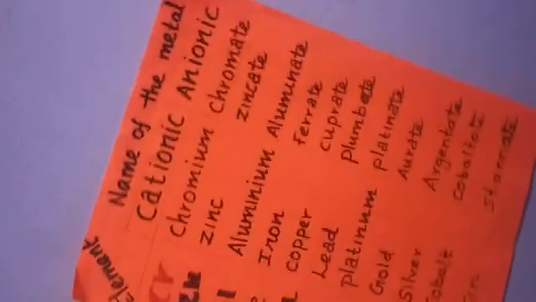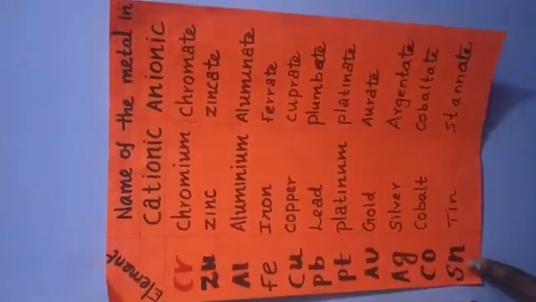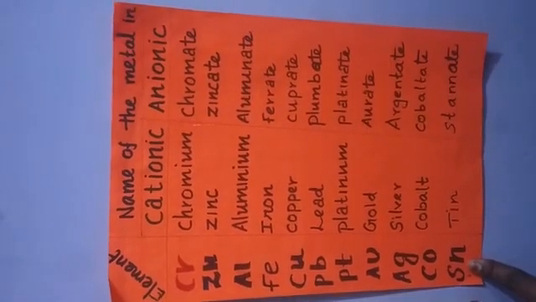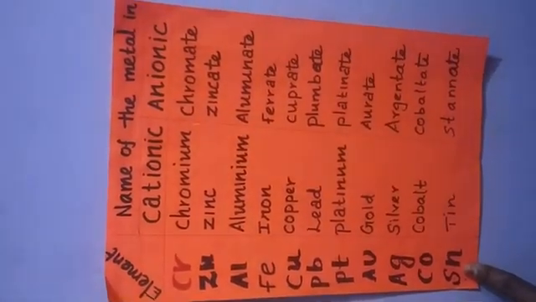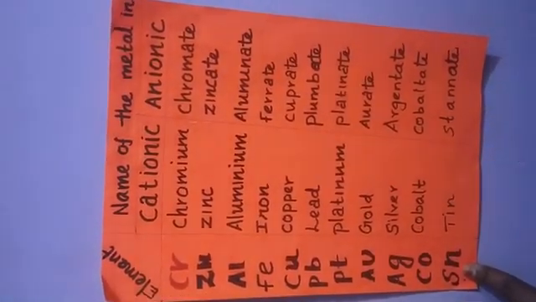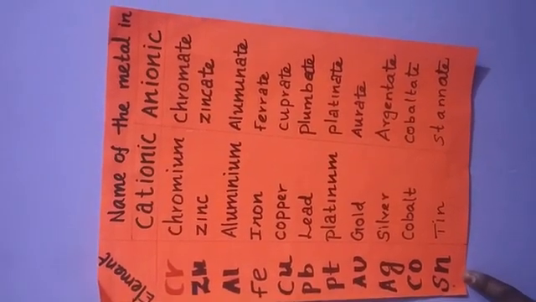See here, the name of the metal in the cationic state as well as in the anionic complex. If it is chromium, for a cationic complex you have to write chromium. If the complex is anionic, you have to write chromate. Likewise, we have to write everything: zinc, zincate; aluminium for cationic, aluminate for anionic; iron for cationic, and ferrate for anionic; copper for cationic, cuprate for anionic. Like this we have to follow.